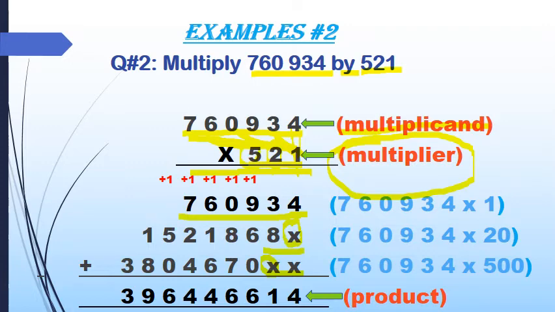When you finish multiplying, draw another answer line below your last row of answer numbers. Lastly, use long addition to add your number columns from right to left, carrying as you normally would for long addition. So the answer is 396,446,614. That is called the product.